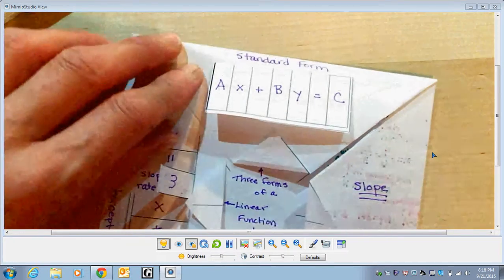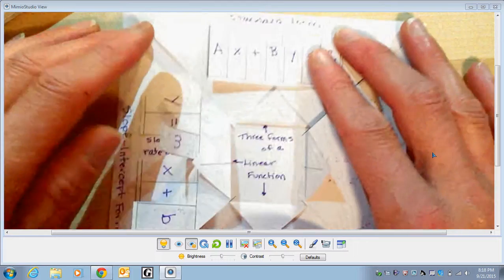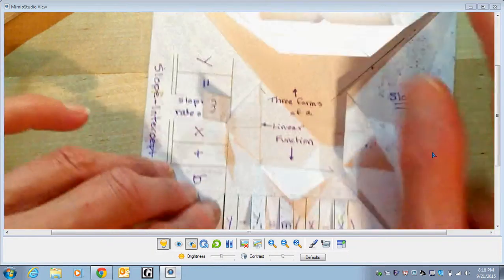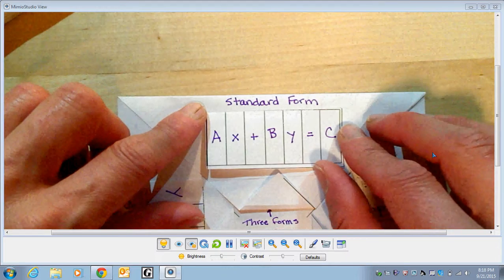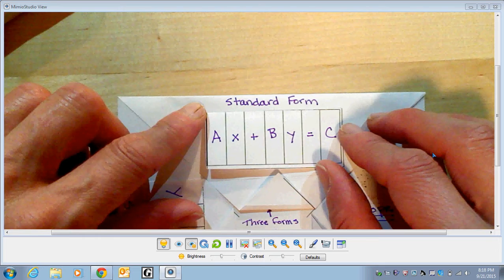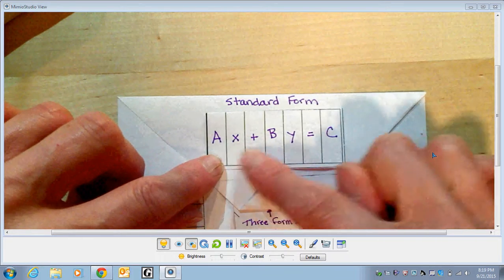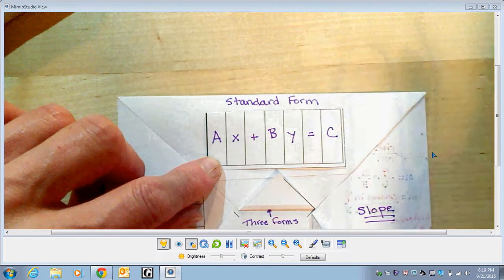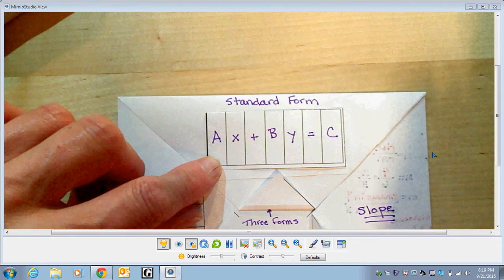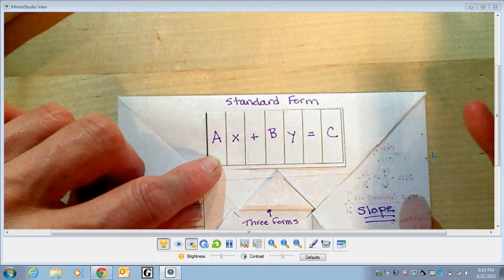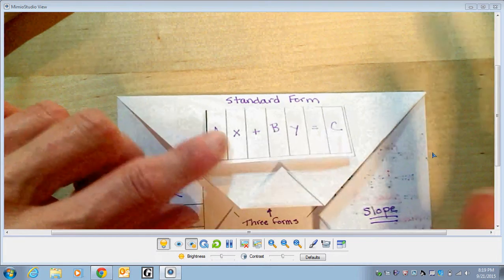So this is the last one of our forms. So we looked at slope-intercept form, we looked at point-slope form, and now we're going to look at standard form. Standard form isn't really that useful. It doesn't give us a whole lot of information. It doesn't tell us slope, does not tell us y-intercept, doesn't tell us any of those things. The one thing it's good for, though, is if we just want to find our x and our y-intercepts.